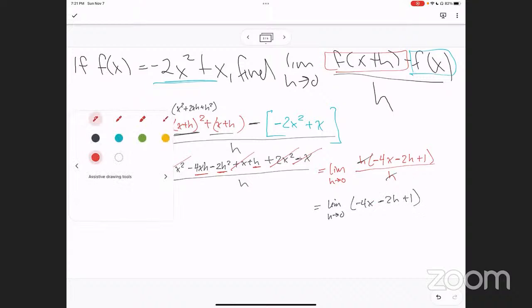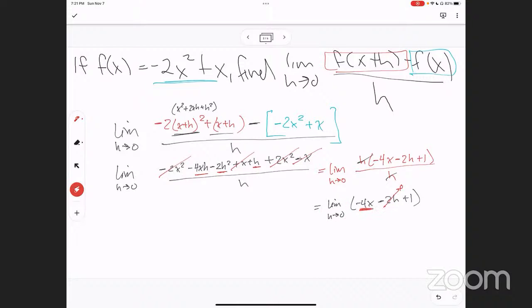And what happens as h goes to 0? What does this thing turn into? What happens to negative 2 times h if h is going to 0? That gets closer and closer to 0. You understand that? That's what this means. That means find the limit as h gets closer and closer to 0. As h gets closer to 0, will this term be affected? Is there any h in that term? No. What will happen to this term? It gets closer to 0. And what about this term? Will that be affected? No. So what is the answer? Negative 4x plus 1. That's your answer.